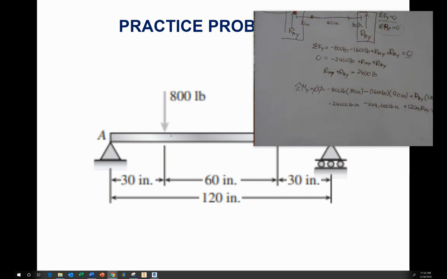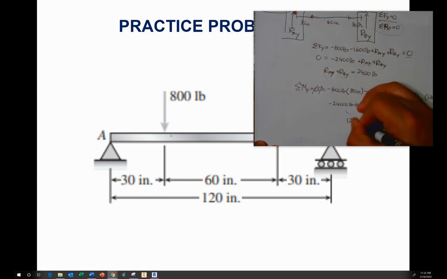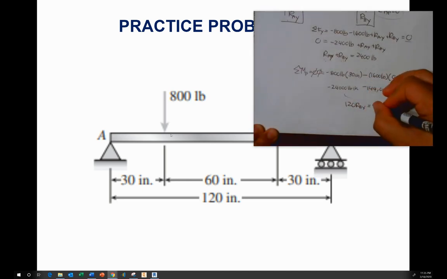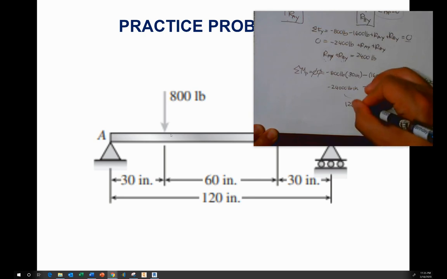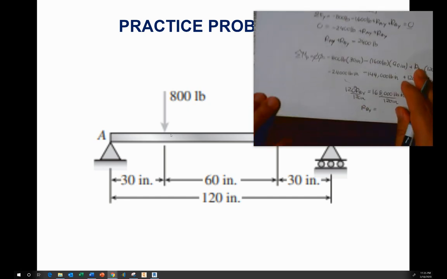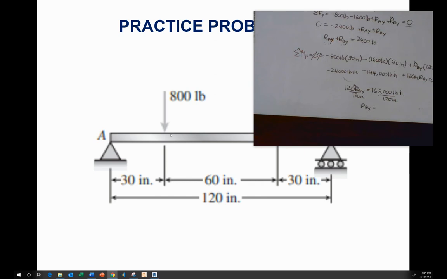I sum those two up and I move them to the right. I'm going to get 120 RBY equals 168,000 pounds inch. There's inches here. I divide by 120 inch, divide by 120 inch, and I get RBY is equal to, moment of truth, 1,400 pounds. Inches reduced to 1.